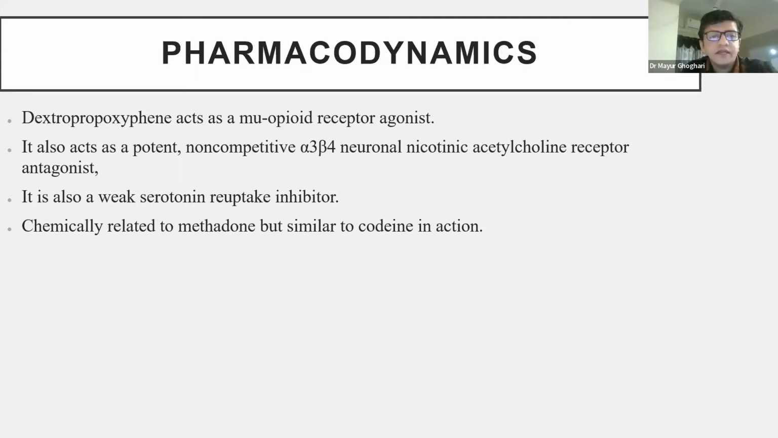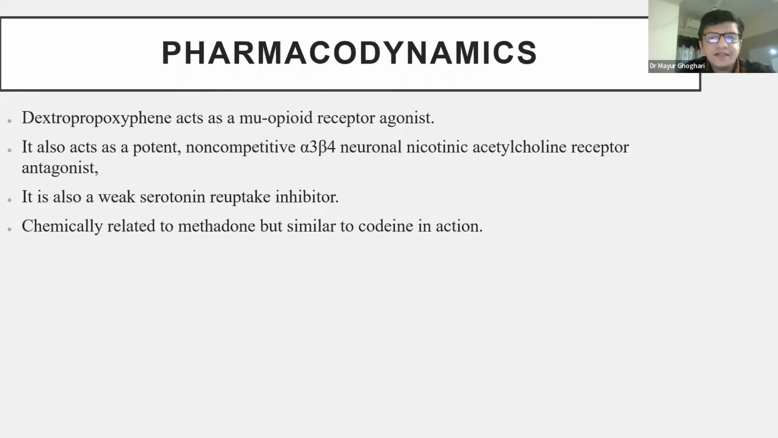Pharmacodynamics. Dextropropoxyphene acts as a mu-opioid receptor agonist. It also acts as a potent non-competitive alpha-3 beta-4 neuronal nicotinic acetylcholine receptor antagonist.